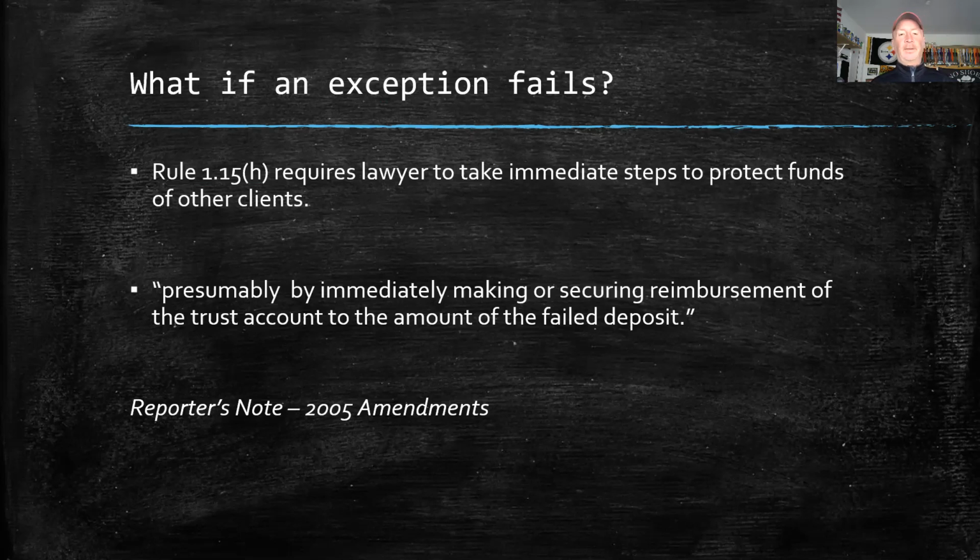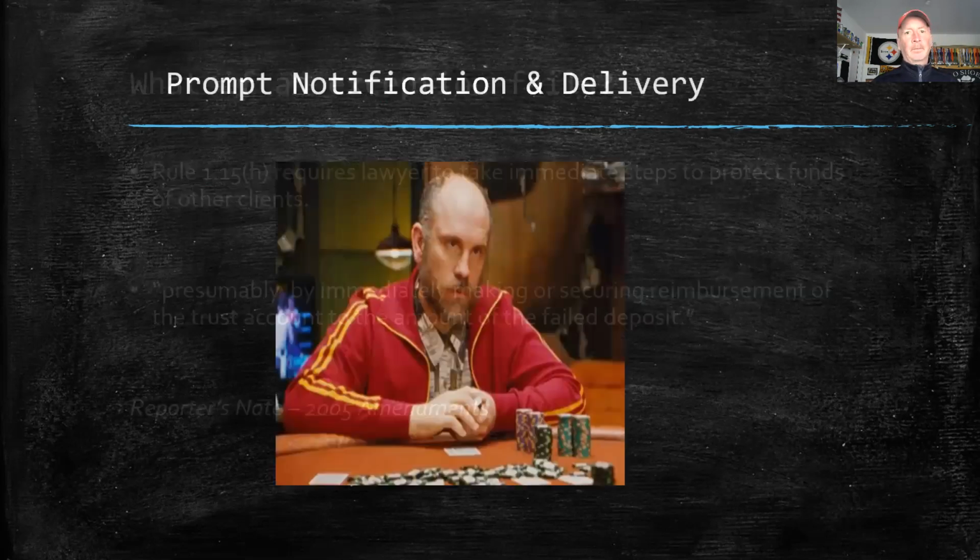And the reporter's note says you do that presumably by immediately making or securing reimbursement of the trust account to the amount of the failed deposit. So you can get your own money and put it in there. It's not commingling. It's protecting against the failed deposit.